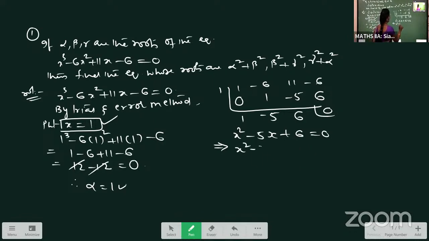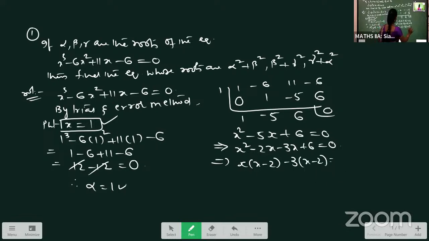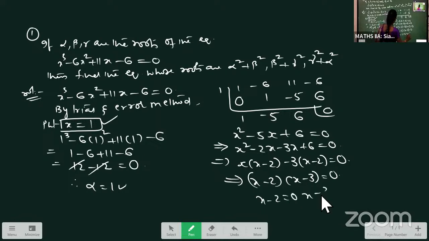x square minus 2x minus 3x plus 6 is equal to 0. Now take x common: x into x minus 2, take minus 3 common: minus 3 into x minus 2 is equal to 0. That implies x minus 2 into x minus 3 is equal to 0. Then x minus 2 is equal to 0, x minus 3 is equal to 0. So x is equal to 2 and x is equal to 3.